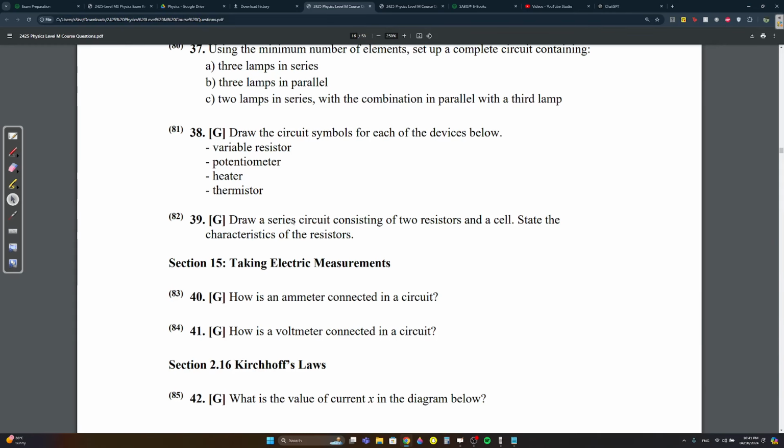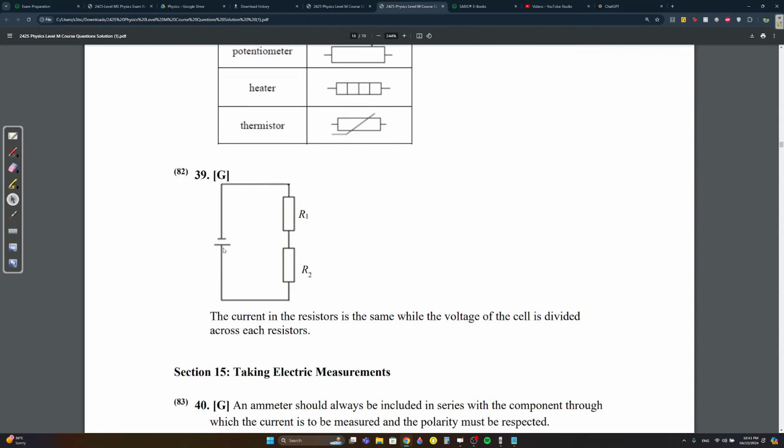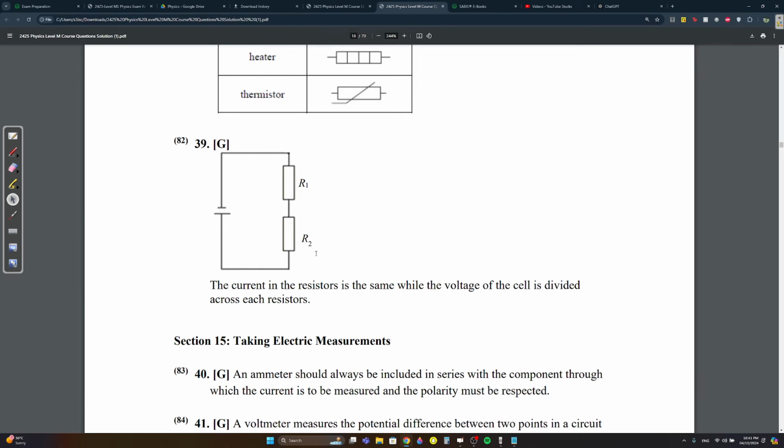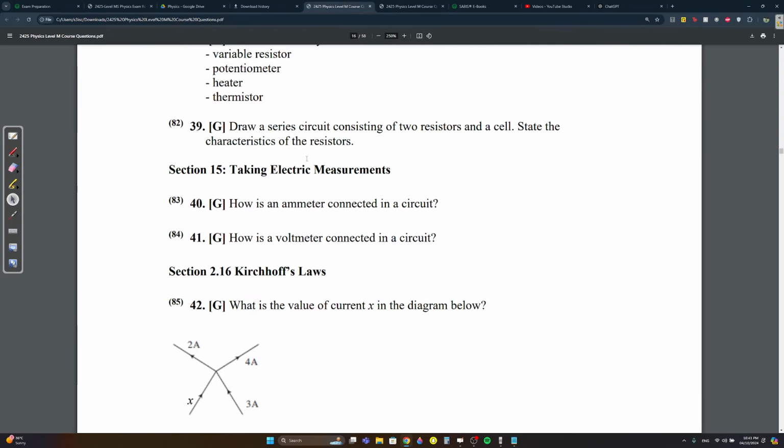Question 39. Draw a series circuit consisting of 2 resistors and a cell. Take the characteristics of the resistor. Observe, this is series, has 2 resistors, has a cell. The current in the resistors is the same, but the voltage of the cell is divided across each resistor. Remember that the voltages in series circuits are added.